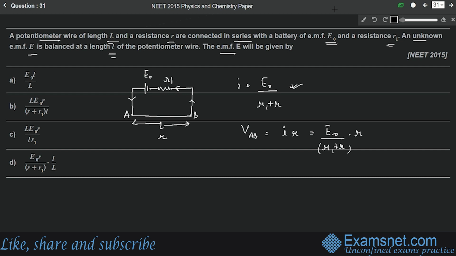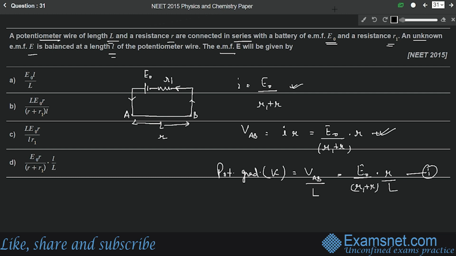Now we have to find out the potential gradient, because for this type of question we solve the question by using the potential gradient. So potential gradient, that means K, is equal to voltage divided by the length of the wire AB, that means capital L. V is this one, E0 by R1 plus R into r. So E0 by R1 plus R into r divided by the length of the wire, capital L. This is the potential gradient. Let's say this is equation number 1.